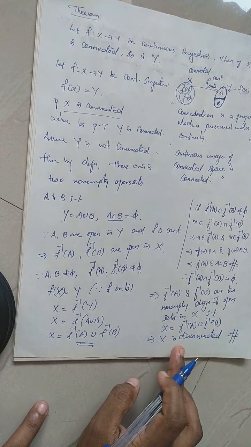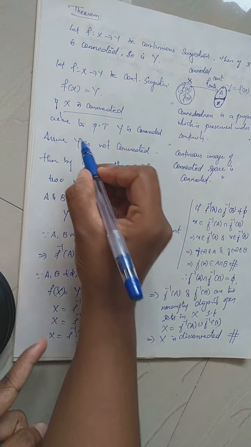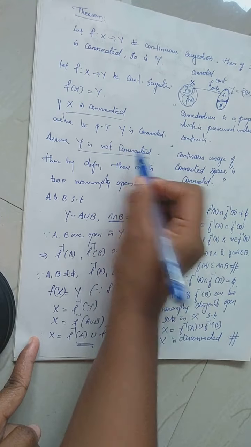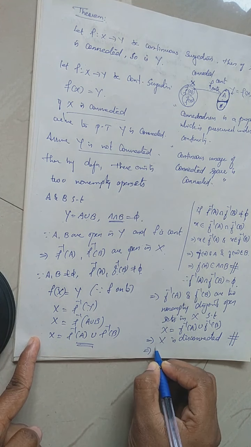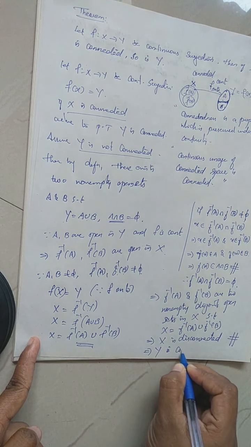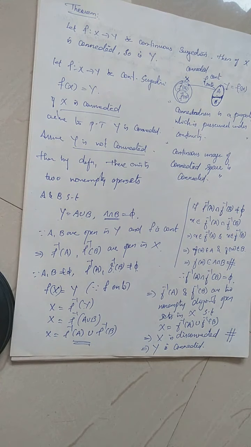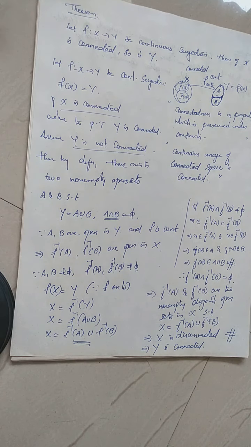So why do we arrive at some contradiction, some absurd result? Because we assumed that, if possible, Y is not connected. So when we assume Y is not connected, we get X is not connected. Therefore our assumption is wrong. That means Y is connected. So I can say that the continuous image of a connected set is connected, or connectedness is preserved under continuity. That is, f from X to Y is a continuous surjection, if X is connected then Y is also connected.